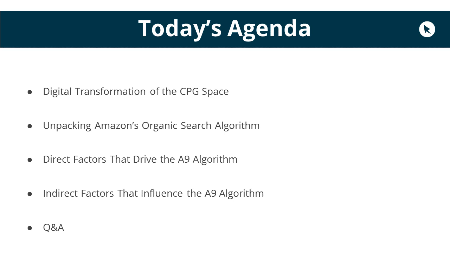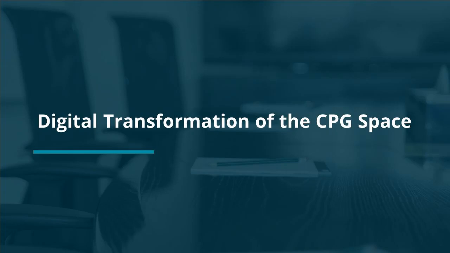And that's a fancy way of saying we're going to look at the factors that drive which products show up on Amazon the way that they do. We've broken that out into direct factors and indirect factors. And when we make reference to the A9 algorithm, that's basically Amazon's search engine technology that operates that SERP, the search engine results page. And then hopefully we'll have some time for questions beyond that. So we've got some really good stuff to talk about.